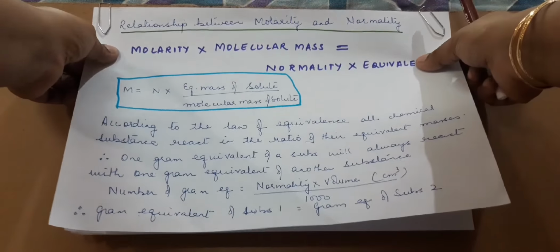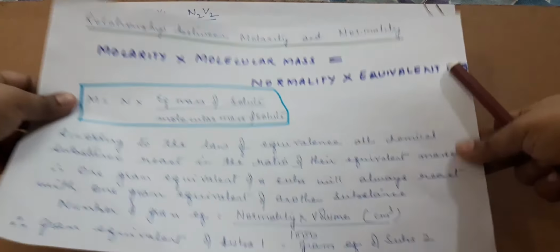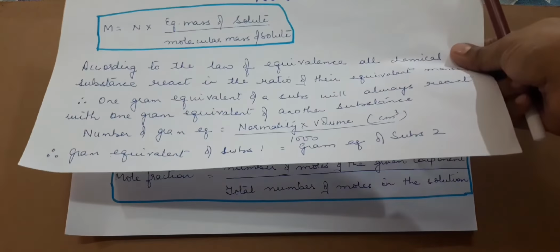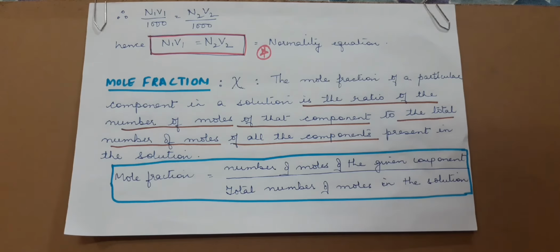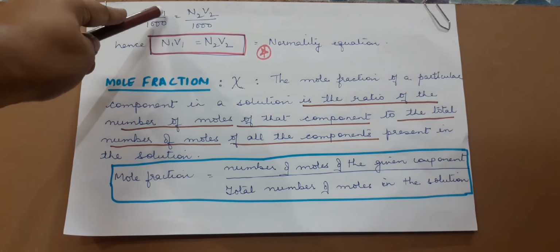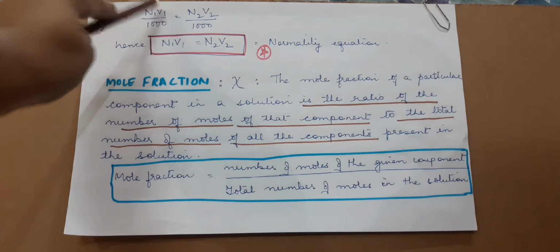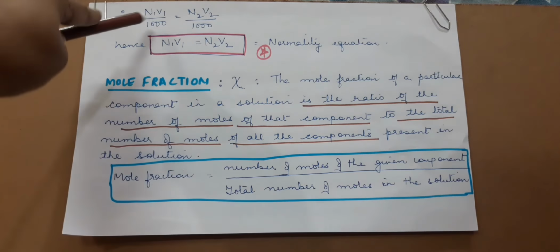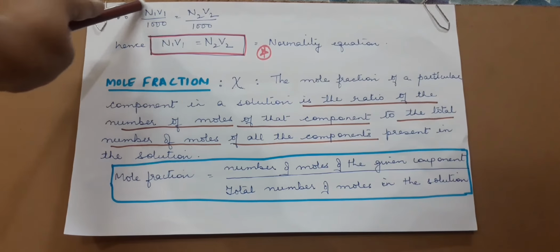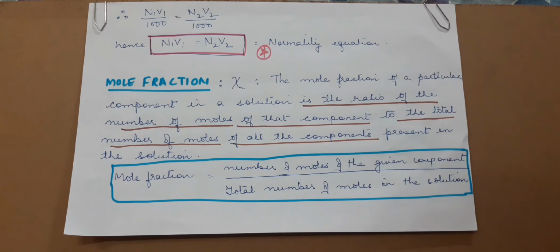And what is the gram equivalent of substance 1? Suppose normality is N, and volume is V by 1000. So for substance 1, if I take N1, for substance 1, what is the volume in ml? V1 divided by 1000, because I am converting this into liters. So, number of gram equivalent of substance 1 would be what? N1 V1 by 1000.